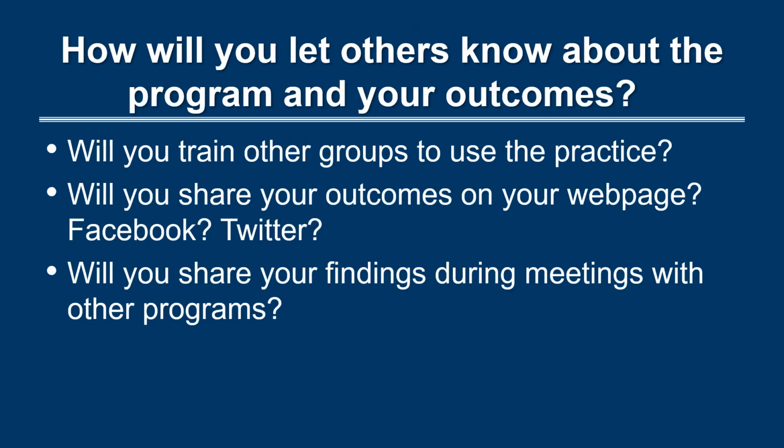Remember that you will also be scored on your plans to share what you learn with other groups or people that can use the information. This is called dissemination. Proposal scores will include points for sharing your findings and program with others. Some things to think about are, will you train other groups to use the practice? Will you share your outcomes on your webpage or Facebook or Twitter? Will you share your findings during meetings with other programs?